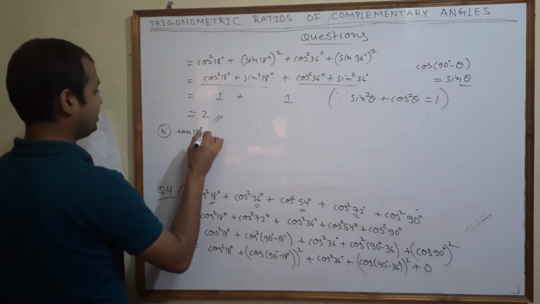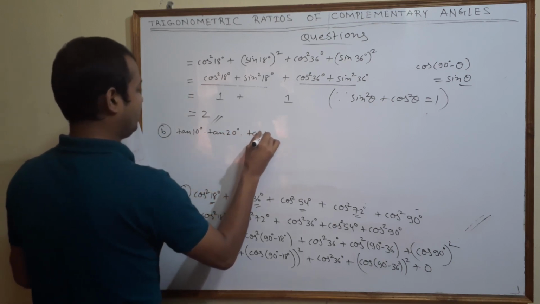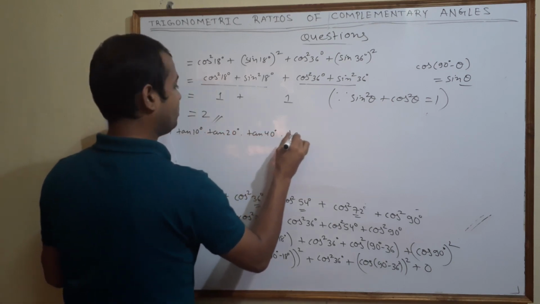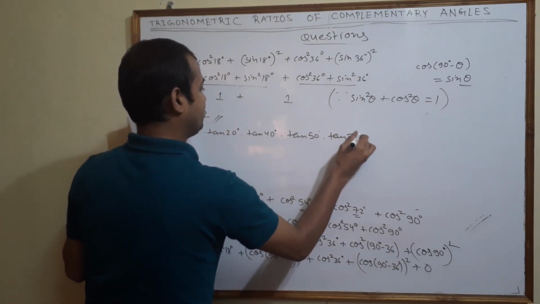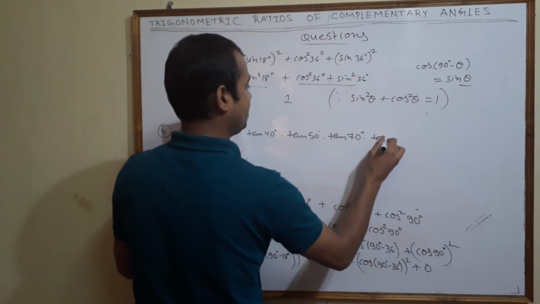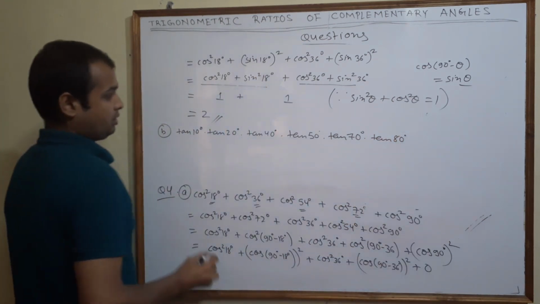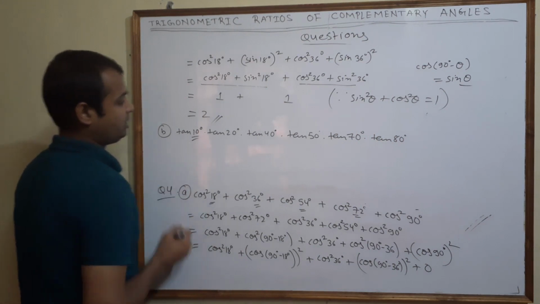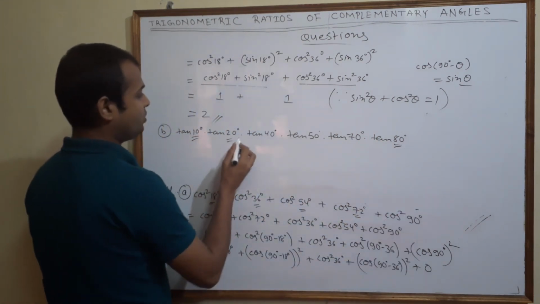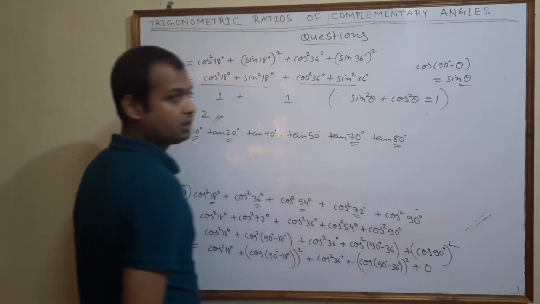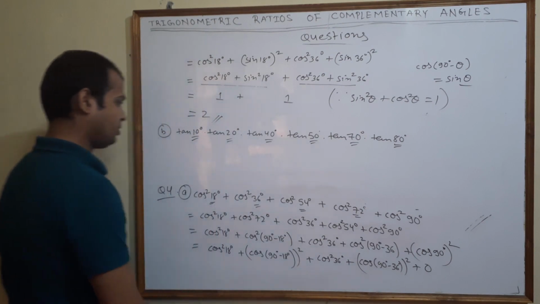tan 10 degree into tan 20 degree into tan 40 degree into tan 50 degree into tan 70 degree into tan 80 degree. Done. Now you can check over here, 10 degree, 80 degree, they are complementary, sum is 90. 20 degree, 70 degree, sum is 90, complementary. 40 degree, 50 degree, complementary.